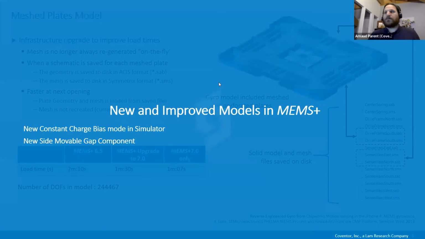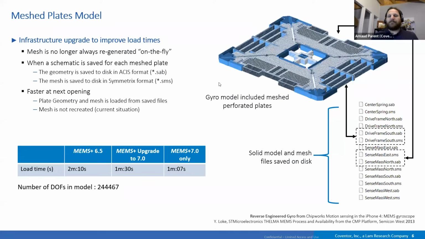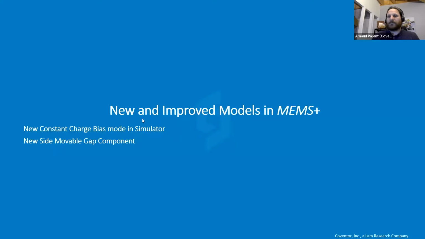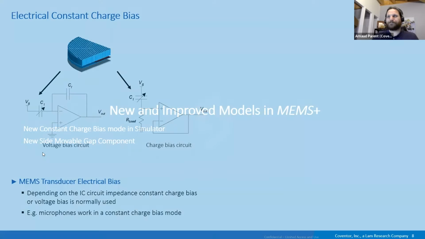So here we talked about enhancements and features addressing the new hexahedral mechanical model, the mesh plate, and other model improvements that we bring to MEMS Plus for this version. There are two main models I'm going to talk about. The first is the constant charge bias mode in the simulator, and the other is the side movable gap component.